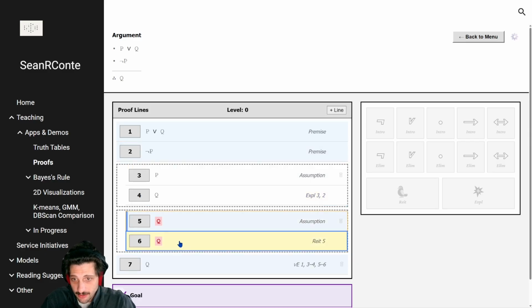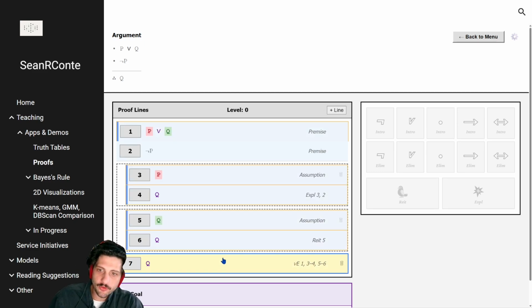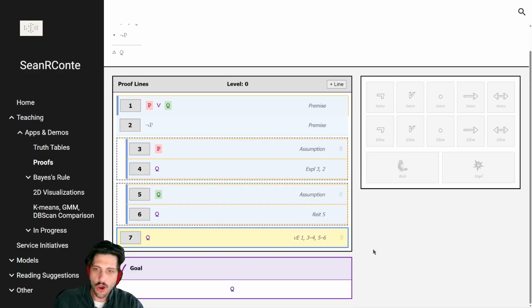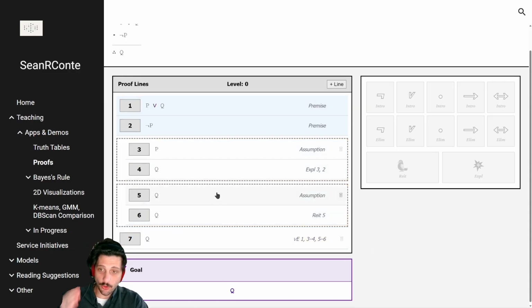And then in the second subproof, I get Q from just reiterating where I started. But in both of them, I took the left side and got to the conclusion, and I took the right side and I got to the conclusion. And that's all that I needed to do. Okay, so that's OR elimination, but we're also showing how reit and explosion work.